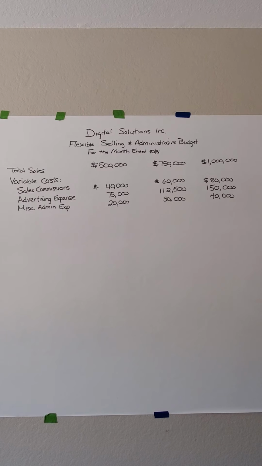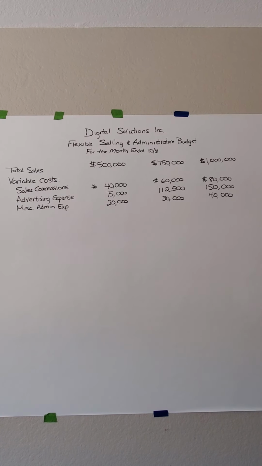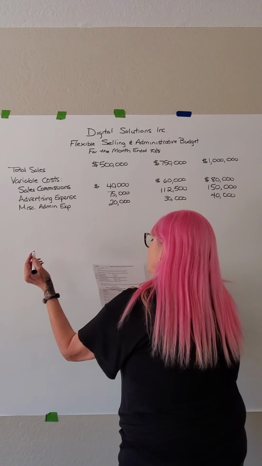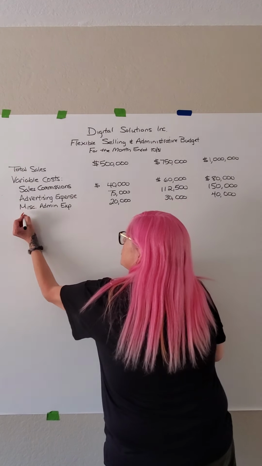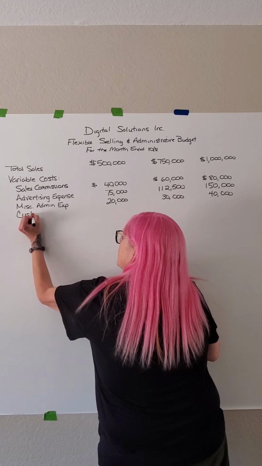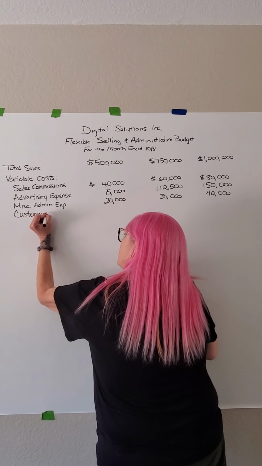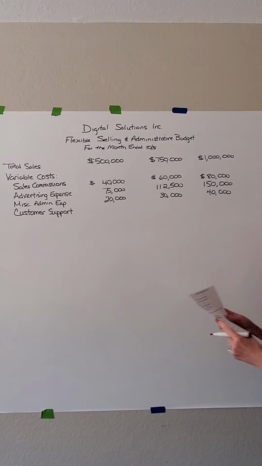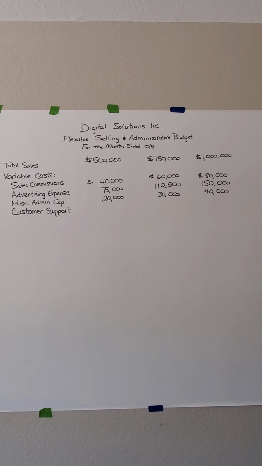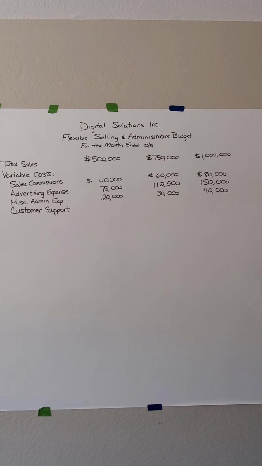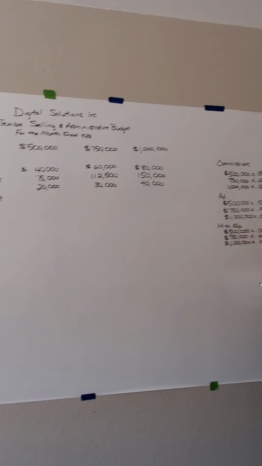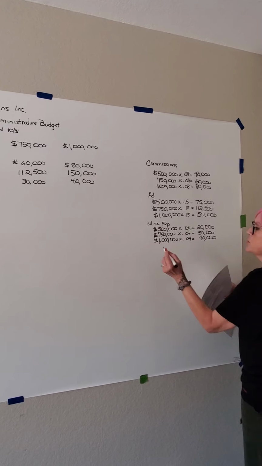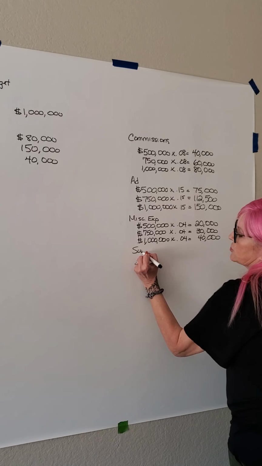So we're almost finished with doing our variable job components. The last one is the variable component of customer support. So if you're looking at your problem, it tells us that there's a $20,000 fixed component, and then 30% of sales goes to customer support. So again, we're going to do the same thing here for support.